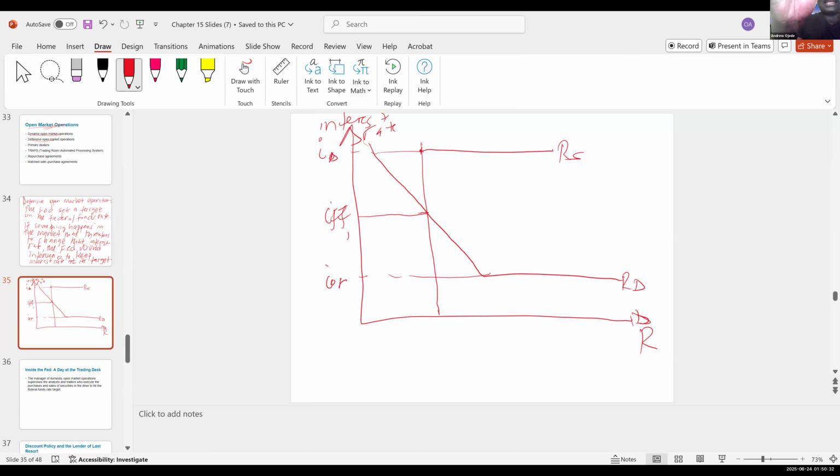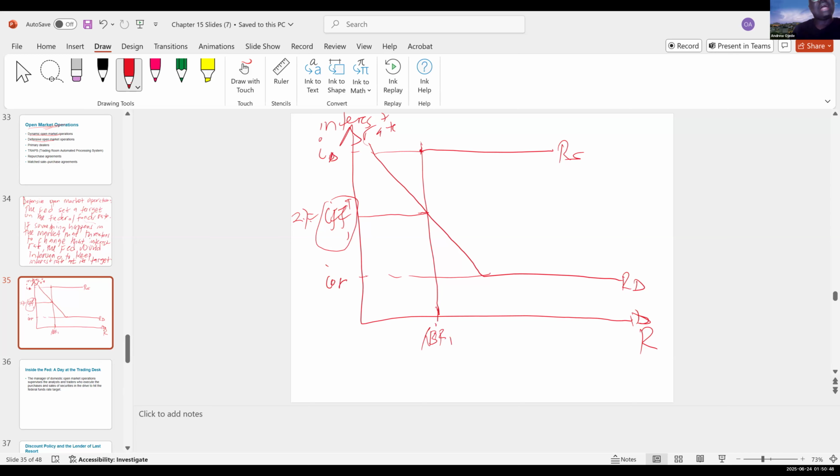And let's say that's the target the Fed has set, and let's say that interest rate was 2%. The Fed wanted the target on the federal funds rate to be 2%. Of course, you know this is your non-borrowed reserves here, NBR1, which correspond to this vertical line.